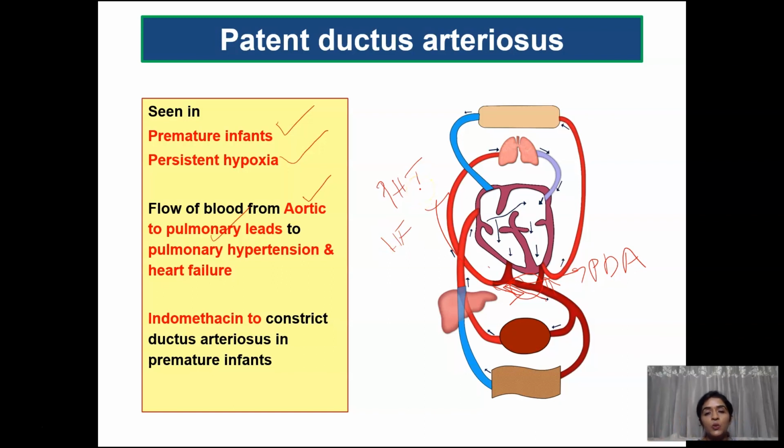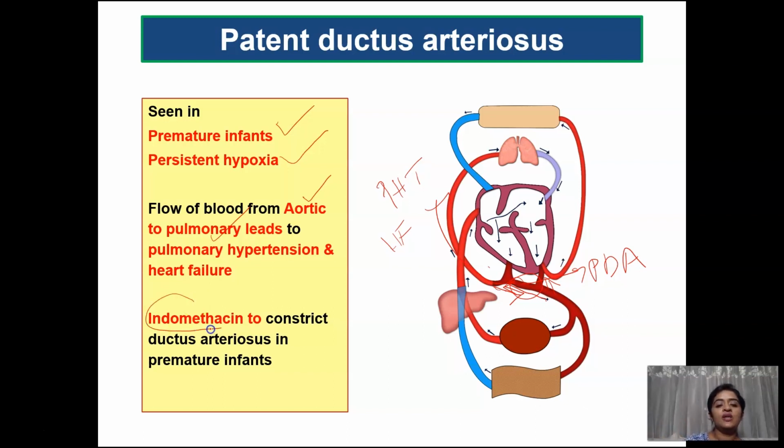Okay, so the blood will flow from the aorta, which has high pressure blood, to the pulmonary trunk, and as a result there will be increased pressure in the pulmonary system. That is known as pulmonary hypertension, and it will result in heart failure.